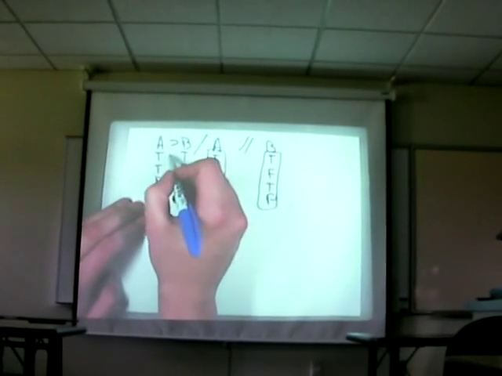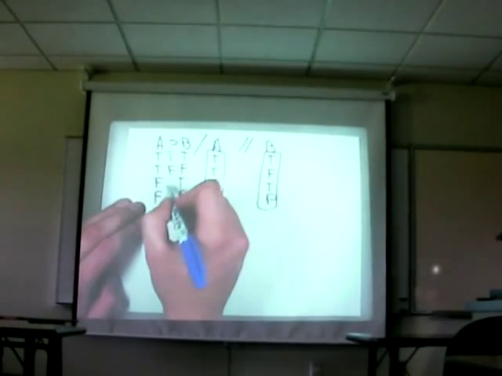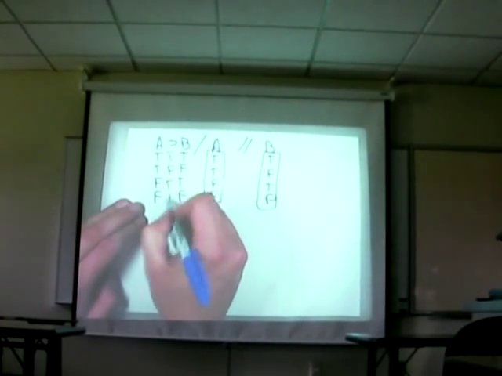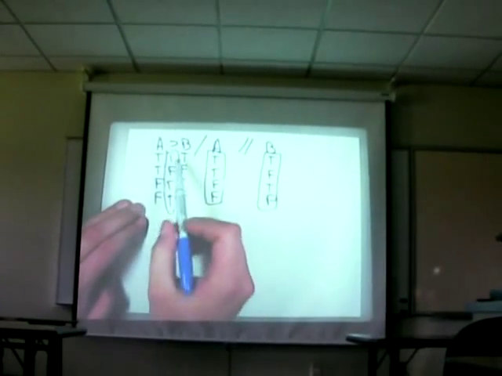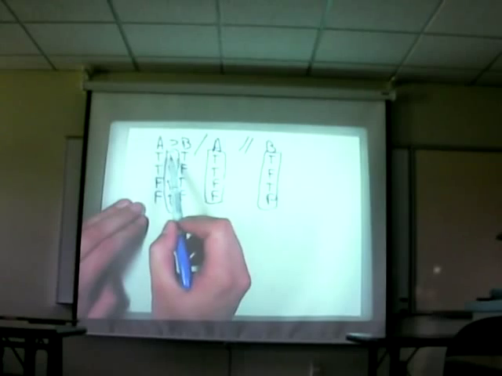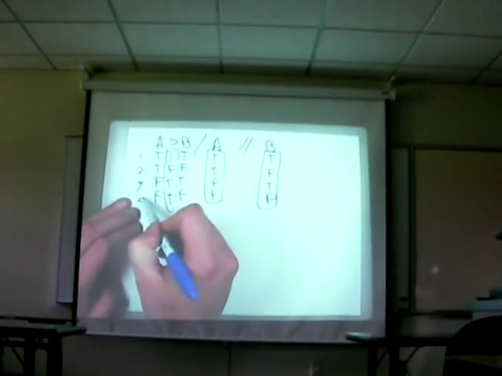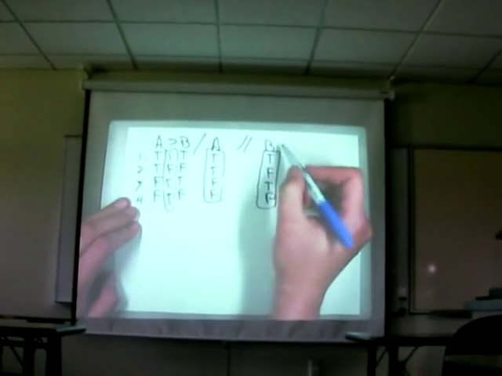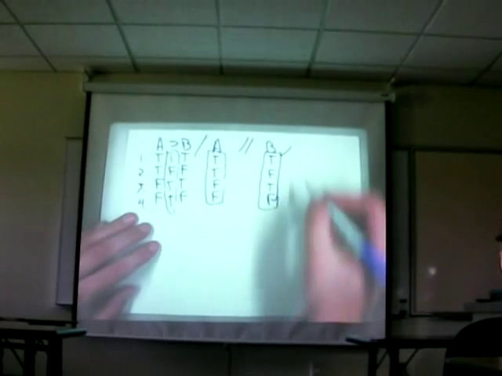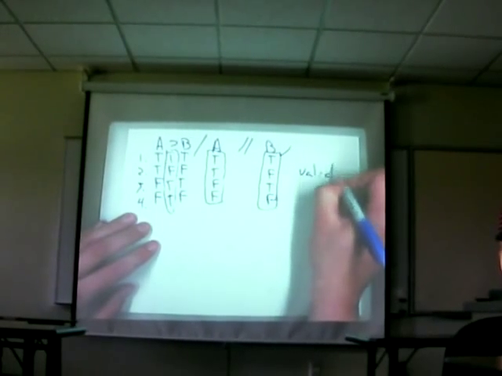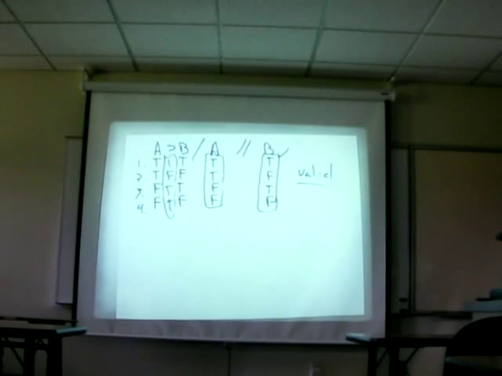T horseshoe T is true, T horseshoe F, that's a special case, false. F horseshoe T is true, and F horseshoe F is also true. So we'll circle that column as well. And you'll see here, if the 2 premises are true, which is the case for line number 1, then the conclusion must be true. Therefore, using our test from chapter 6, using our truth table, we see that modus ponens is valid.